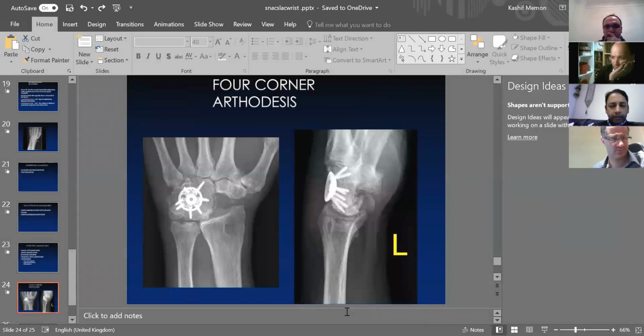This is a type of the 4-corner fusion with one of the plates, which fix all the 4 columns of the wrist, along with scaphoidectomy.